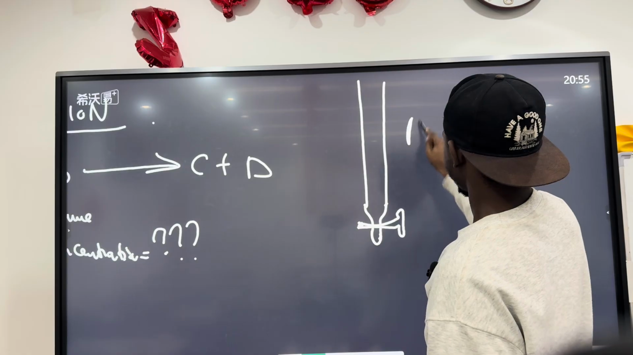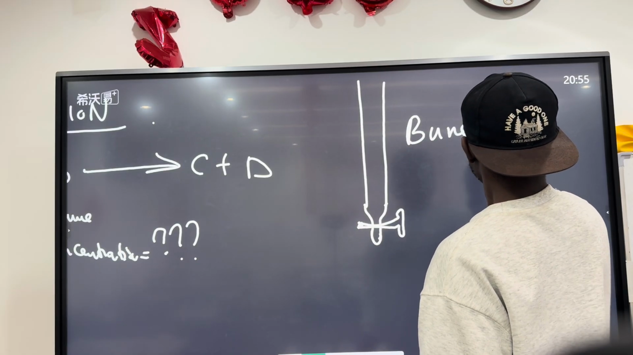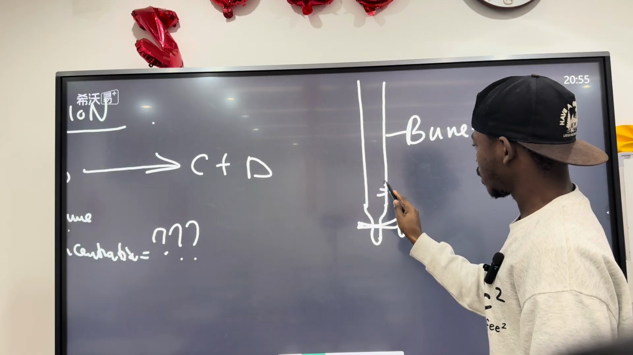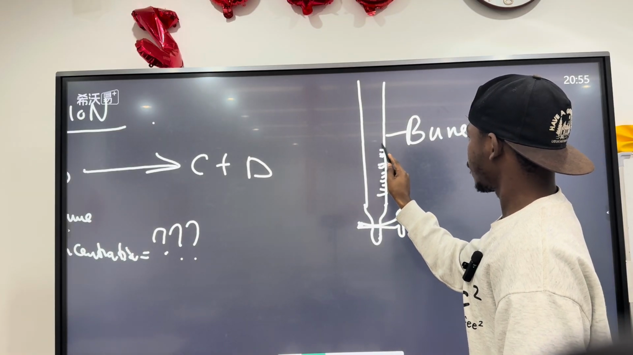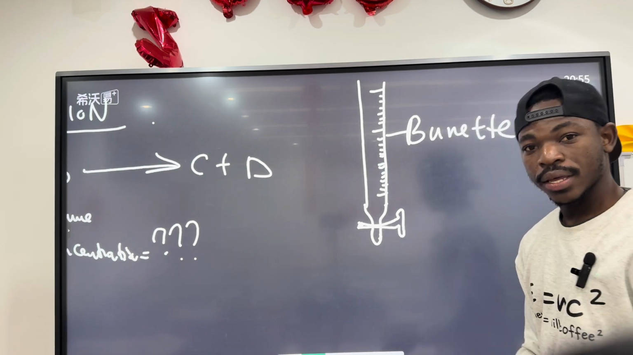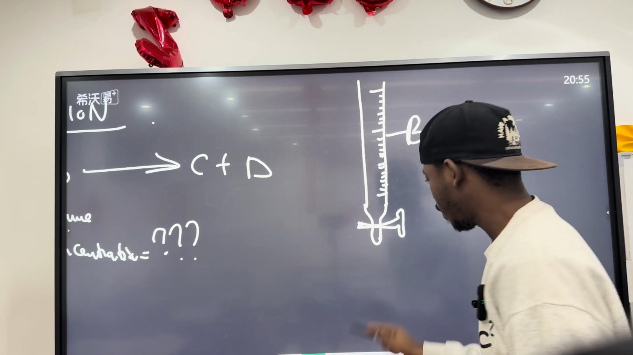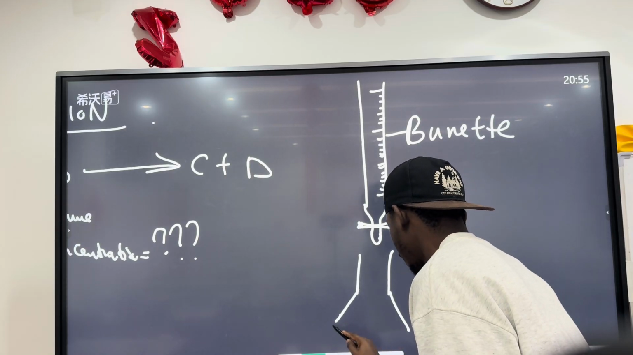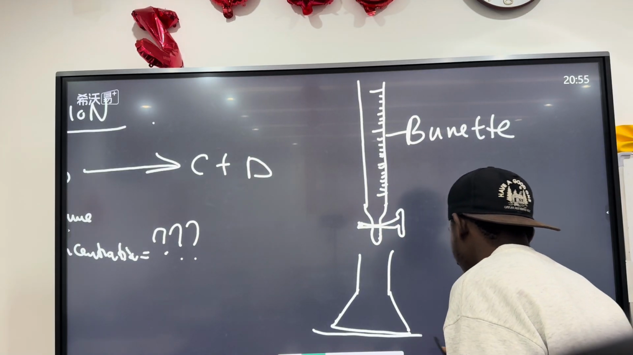You have a burette. This is a burette, okay? It has graduations there, it's graduated. You're able to read the volume there, okay? Then you're going to have a conical flask. You're going to have a flask there, and you can put it on a white towel.